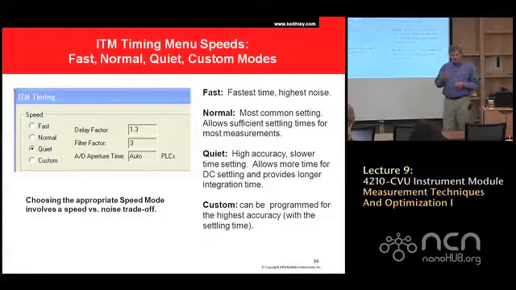Now, most users are perfectly happy with fast, normal, and quiet. But we actually give you what we call the custom time. In custom time, you can go in and specifically tune this instrument in terms of delay times and filter factors and aperture times to meet the exact need that you have. All right?